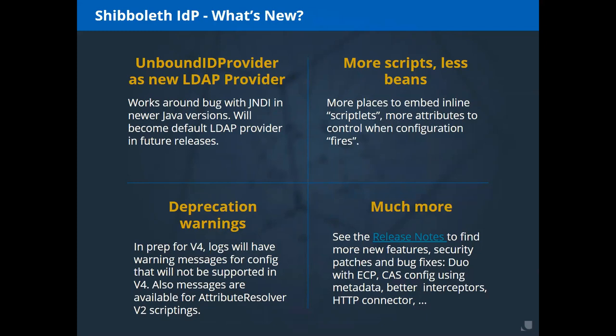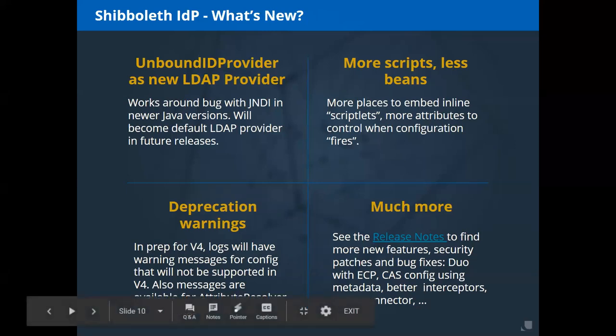As Mike mentioned, there is work right now driving towards a version 4 of the IdP. You will start seeing more and more deprecation notices out there in your logs. Generally, those are pretty user-friendly, and they will tell you exactly what you need to do to make sure that you are on the right path to an upgrade for version 4. Beyond that, there are several other smaller changes out there. Make sure that you go out there and read the release notes to see what all changes have made it into the IdP.